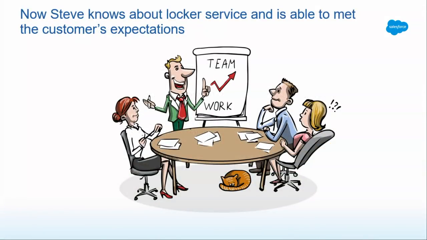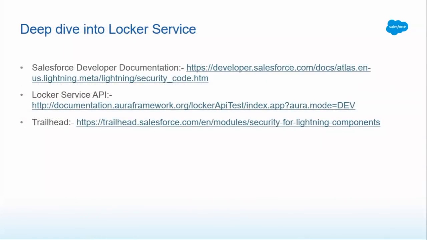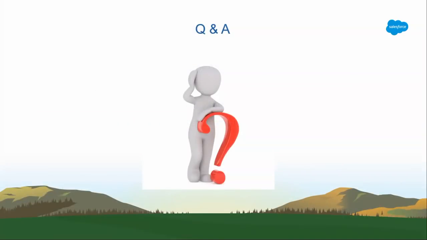So now Steve knows about Locker Service and is able to meet the customer expectations, and so do you. You can get the code and references in my GitHub repository or SFDC Stop blog and presentation. You can take a picture of the same. To deep dive into Locker Service, you can use the Salesforce developer documentation and Locker Service API. And you can move on to Trailhead also, because Locker Service has a Trailhead too.